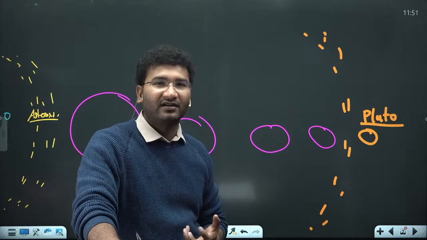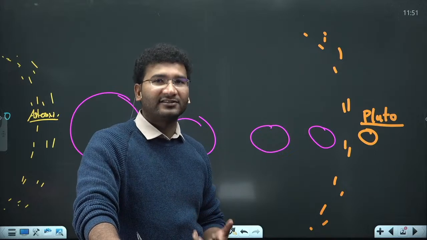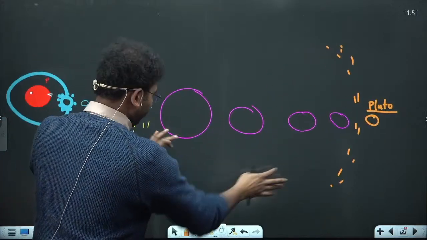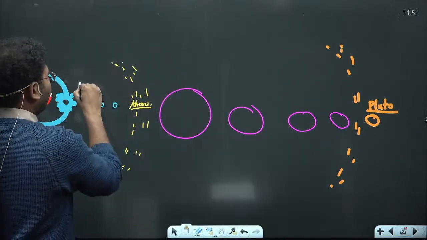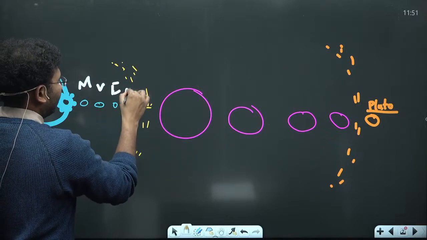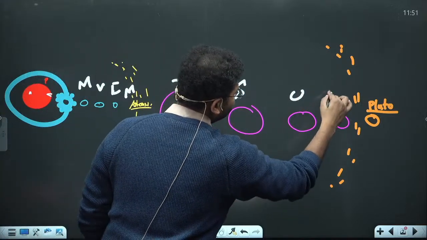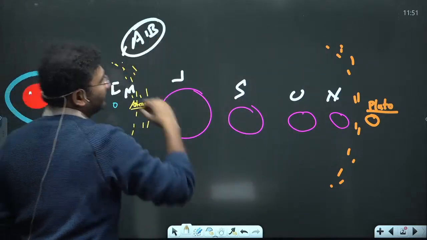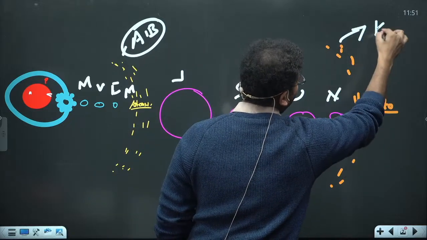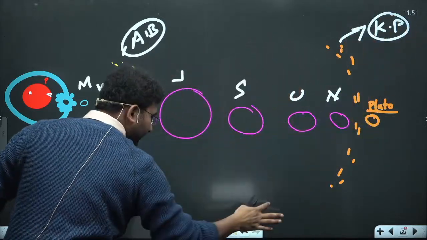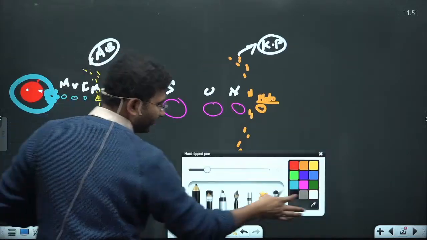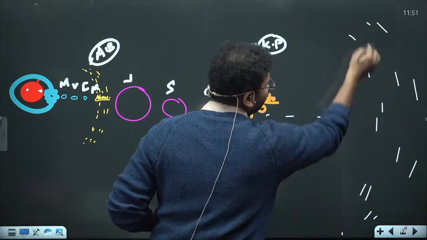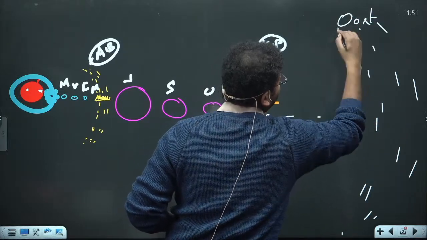Let us try to understand what are the constituents and components of the solar system. See, Mercury, Venus, Earth, Mars, Jupiter, Saturn, Uranus, Neptune and Pluto. So this is your asteroid belt and this is your Kuiper belt. Again, if you go little far away from the space, here you will get another belt that is called as Oort belt.